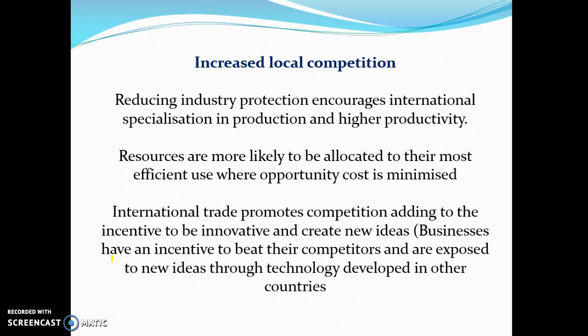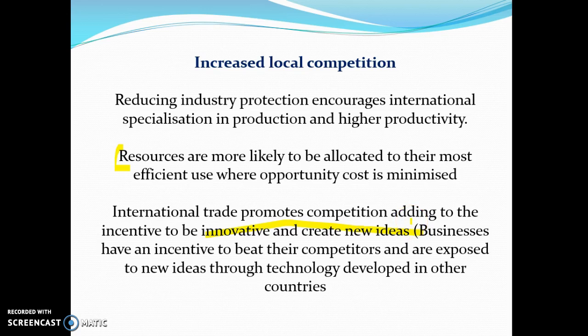Increased local competition, so not only do we get cheaper imports, but it forces Australian businesses to become more productive in order to compete against foreign products. So there's two reasons why it lowers prices. One, there's more specialisation, so businesses are doing what they're good at, which helps to keep prices down, and therefore resources are being allocated to their most efficient use, which helps boost productivity, but it also promotes competition between firms. There's a greater incentive to be innovative and create new ideas. Two really important things related to trade.